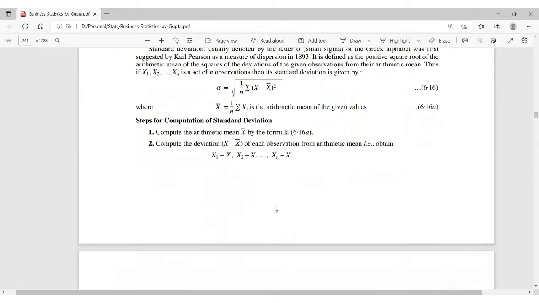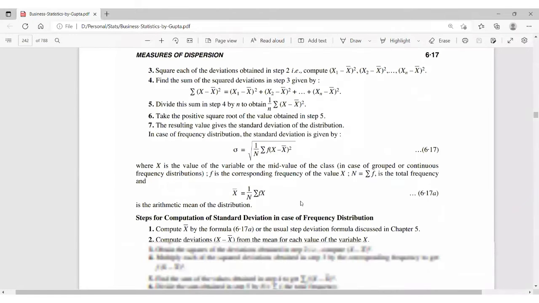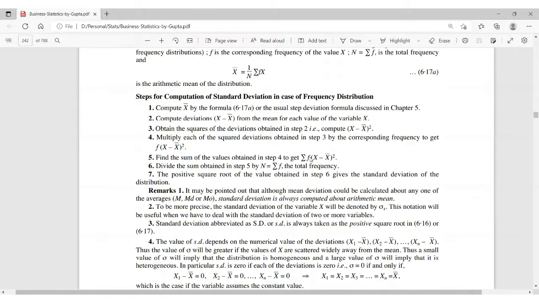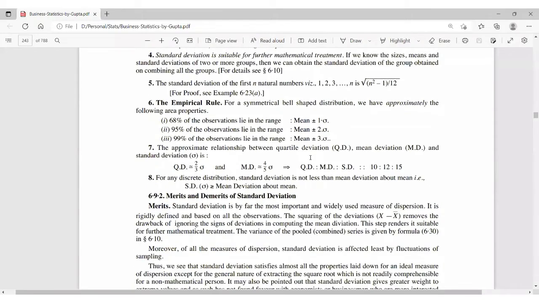That's it. Okay. Now, standard deviation. Standard deviation, generally we write sigma, that is under root of 1/n summation of x minus x bar whole square. So this is for the frequency distribution. This is a direct method. We can also use the shortcut method. I will tell that later, the shortcut method in this example.